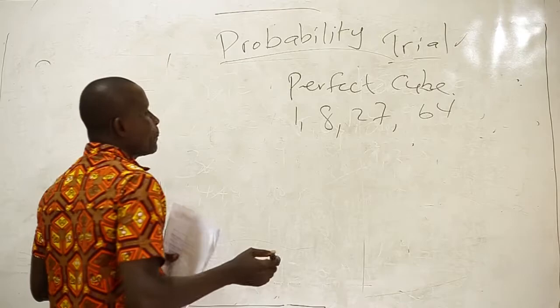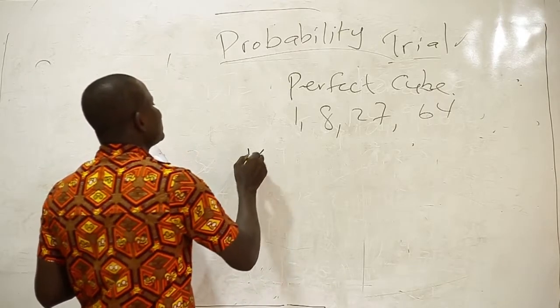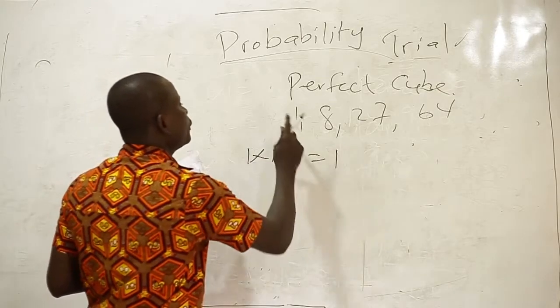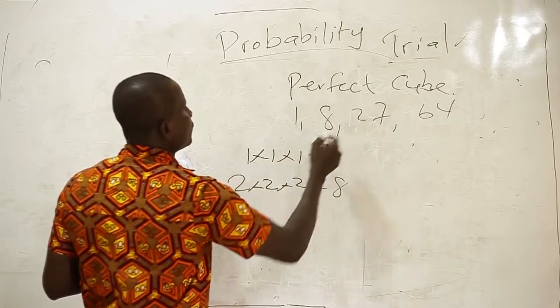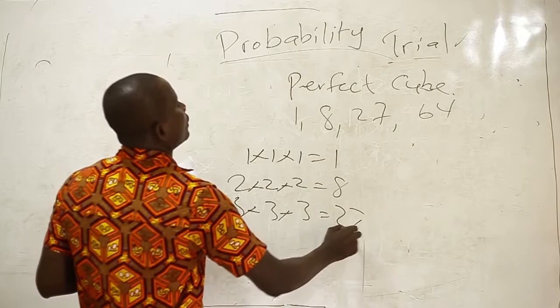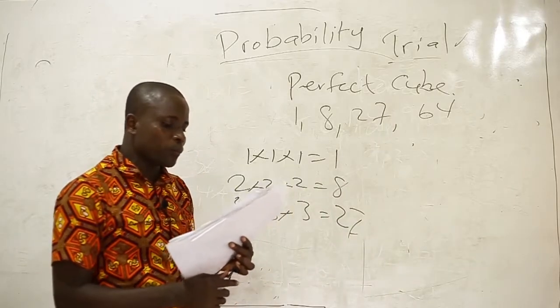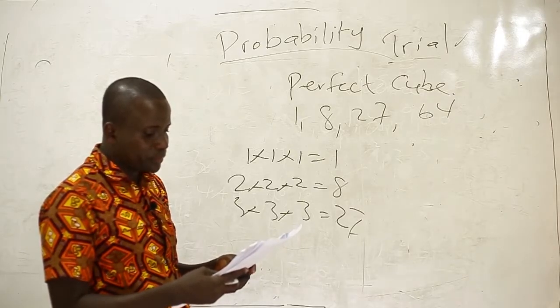So how do you generate the perfect cubes? I have 1 times 1 times 1 will give you 1, which is here. 2 times 2 times 2 will give you 8, which is here. 3 times 3 times 3 will give you 27, and so on and so forth. So that's how we generate perfect cubes exactly.